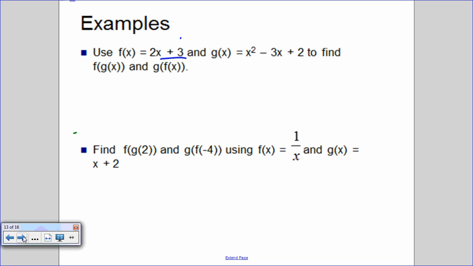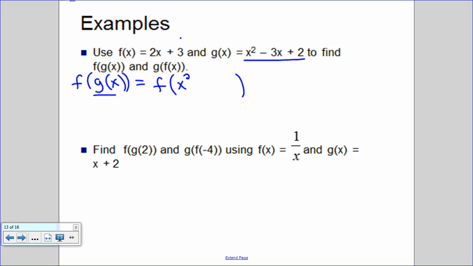All right, let's do another example, actually using functions. Here we have a situation where we could actually write the rule for a composition. If I want F composed with G of X, I replace G of X with this rule. So this is F of X squared minus 3X plus 2. F says to take the input times 2 plus 3, where the input is nothing more than X squared minus 3X plus 2.